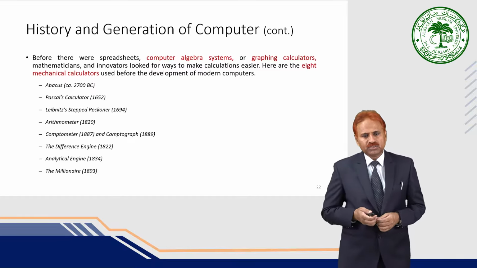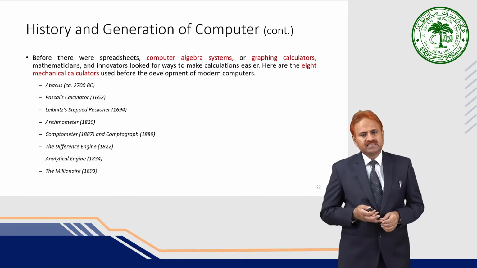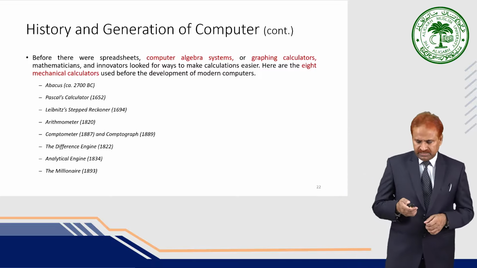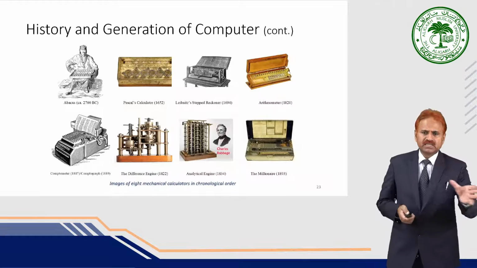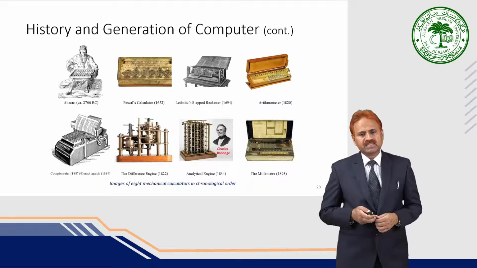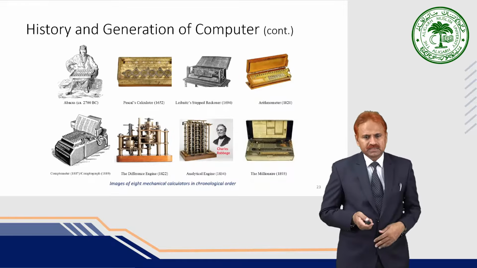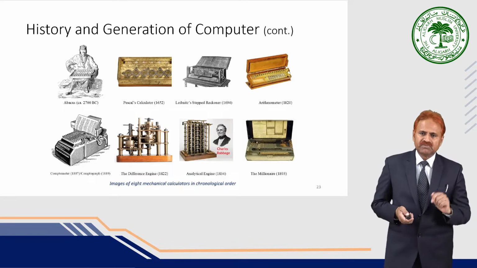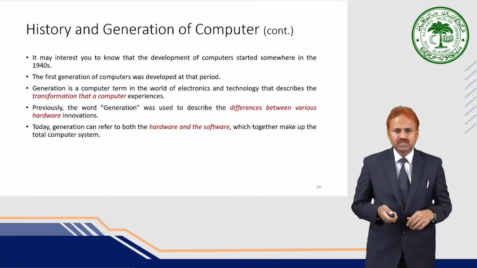The difference engine was used in 1822. The analytical engine was used in 1834, while the Millionaire device was used in 1893. So here is a brief description and photograph of all these devices. These devices can be known as the predecessors of the computer system.